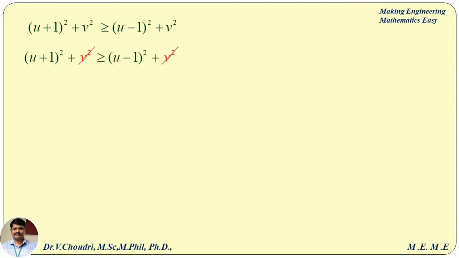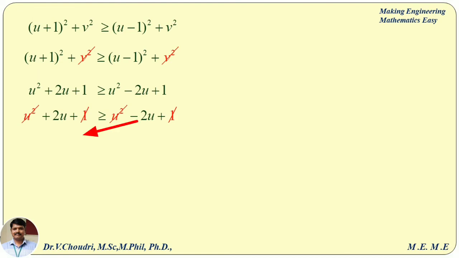After squaring on both sides, the left hand side is u plus 1 whole square plus v square, and the right hand side is u minus 1 whole square plus v square. Now we cancel v square on both sides. On the left hand side, expand u plus 1 whole square as u square plus 2u plus 1, and expand u minus 1 whole square as u square minus 2u plus 1. On both sides, u square and 1 will be cancelled.